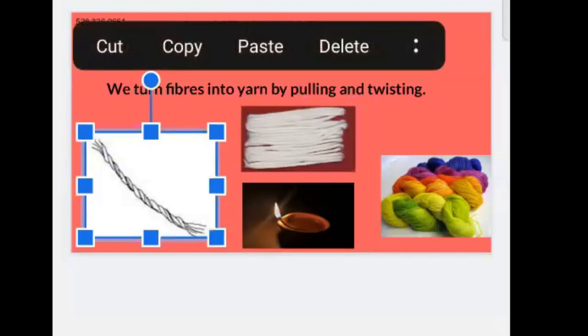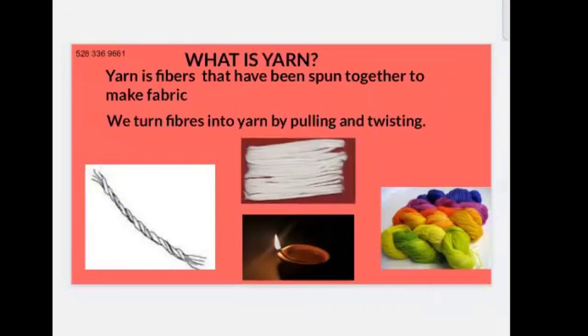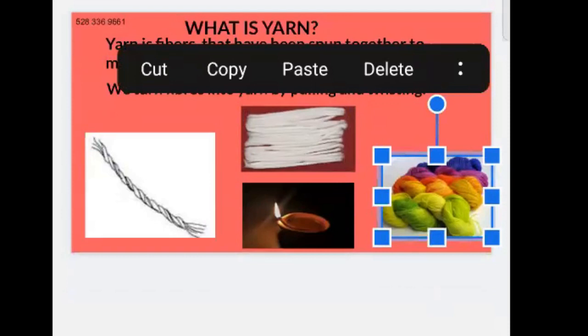Yarn is nothing but fibers which are turned, twisted and pulled, and sometimes spun together to make a fabric. When we turn, twist and pull certain kinds of fiber like cotton and wool, we make a long thread-like structure. You can see the third picture over here. That thread-like long structure is called yarn.